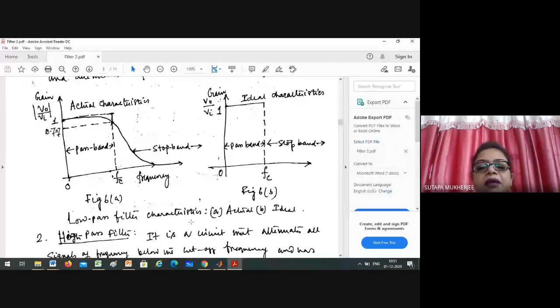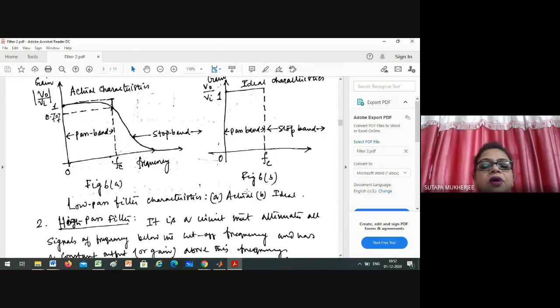Okay. So these two figures কি বলছে? Low pass filter characteristics, actual and ideal. This is the actual, that is practical, and this is the ideal. Ideal এ দেখতে পাচ্ছ তো এফসি পড়ার কিচ্ছু পাস করতে দিচ্ছে না, যেটা পসিবল না.